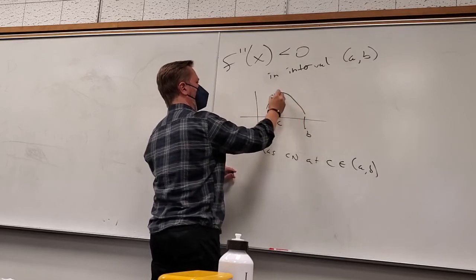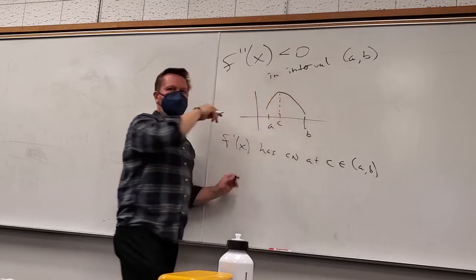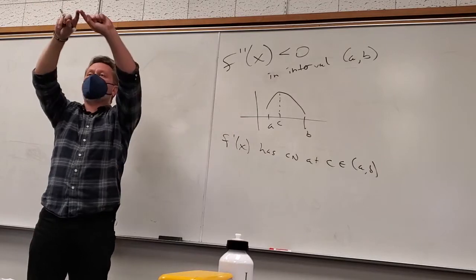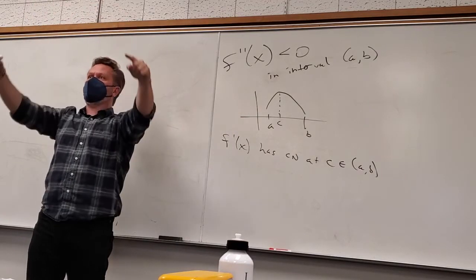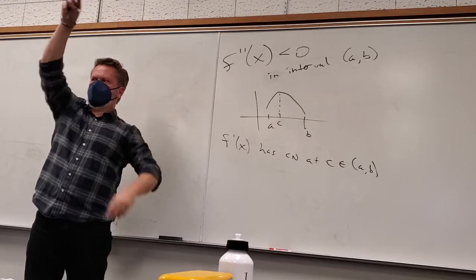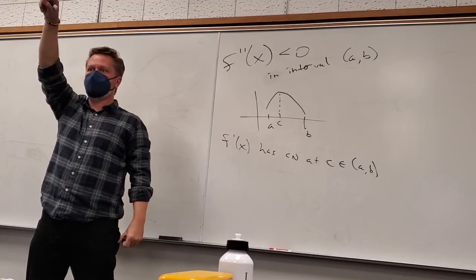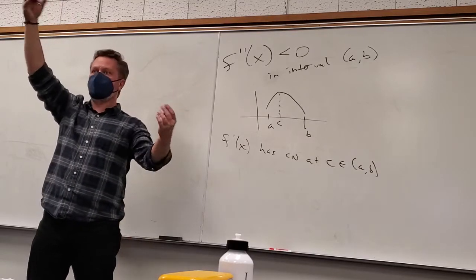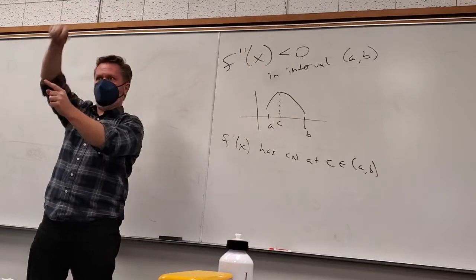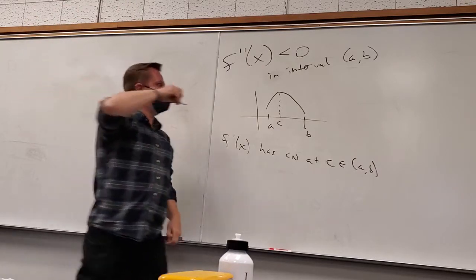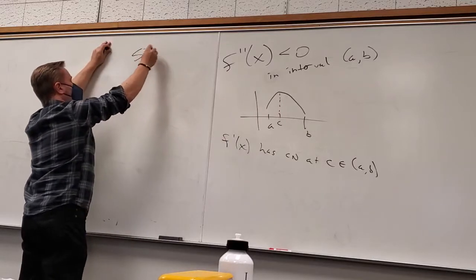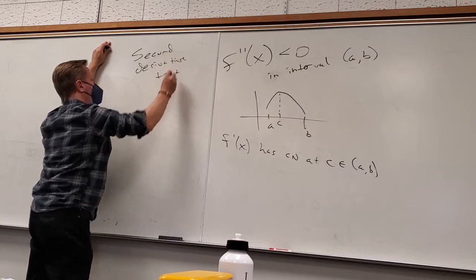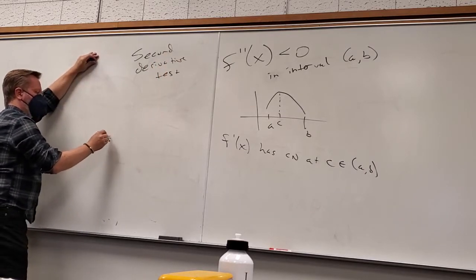This is terrible, but it has to be the location of a local max, of course. If I have a critical number in an interval where it's concave down, that's a max there. Does that make sense? If it's going like this and there's a critical number in there, then that's got to be a maximum. What if it was concave up and there's a critical number in there? It's got to be a minimum. This is called the second derivative test.